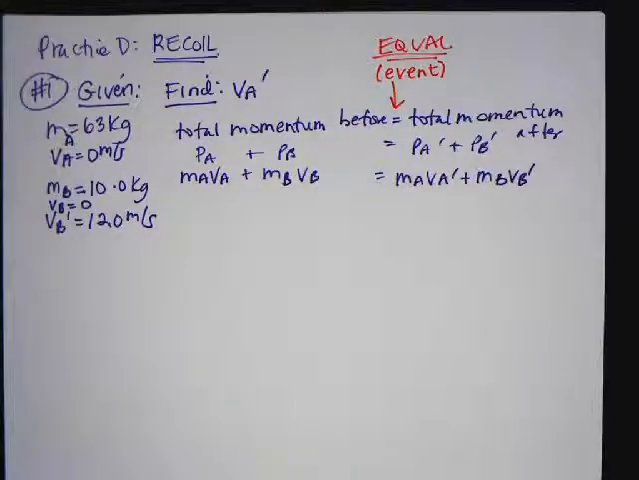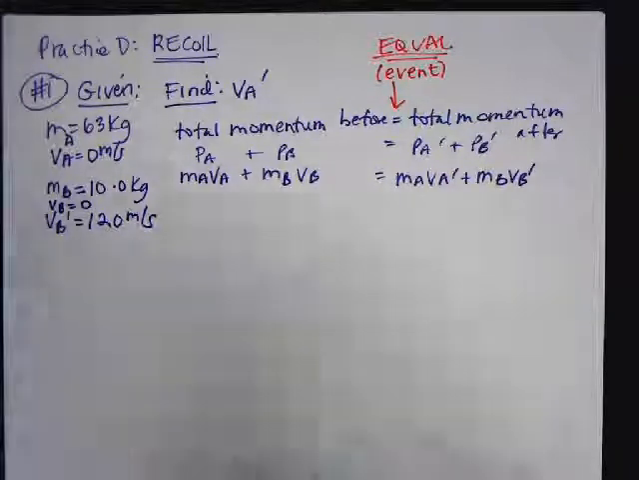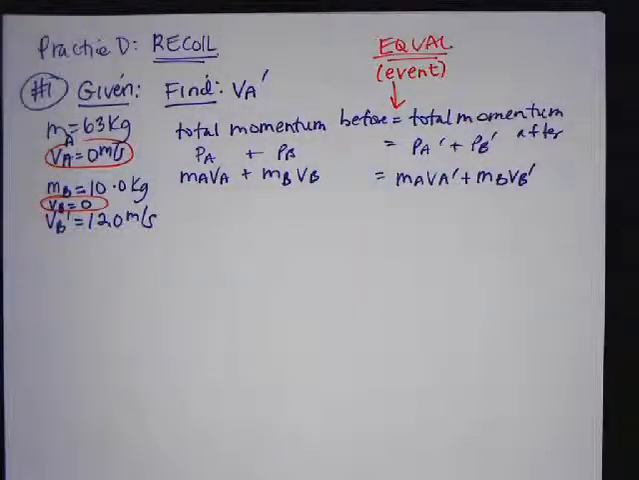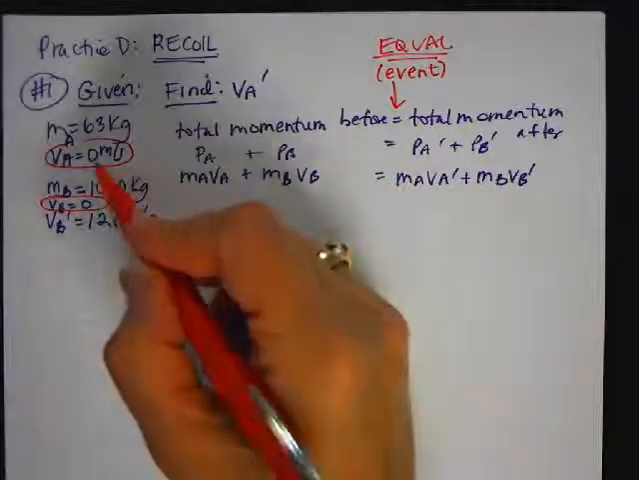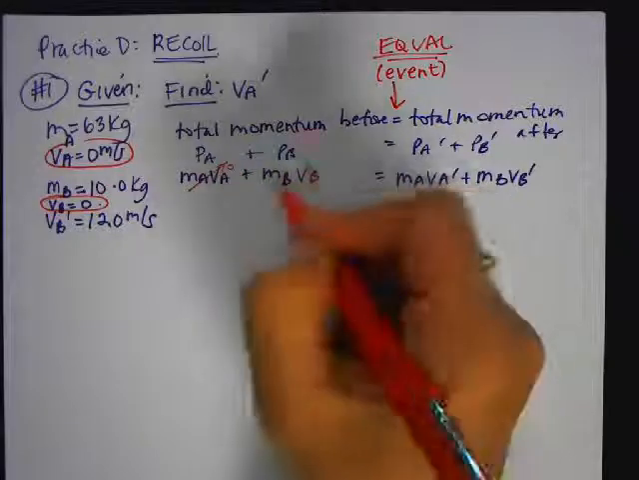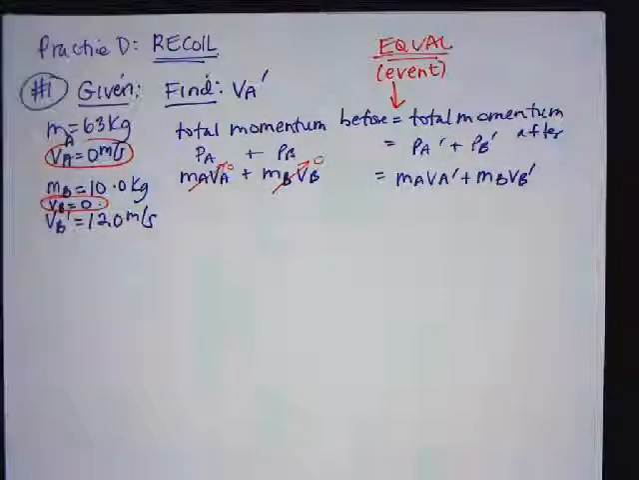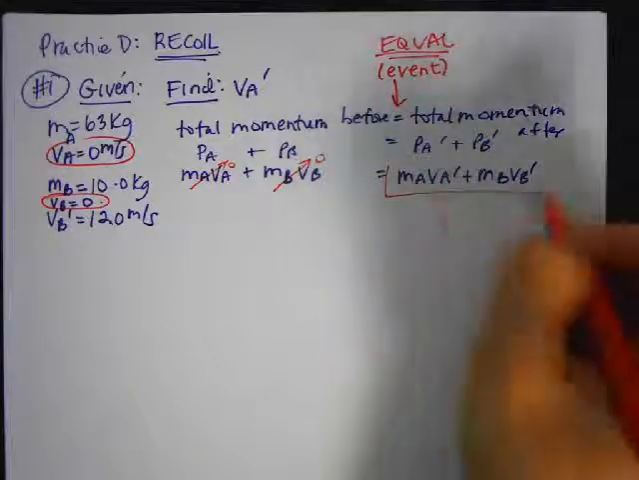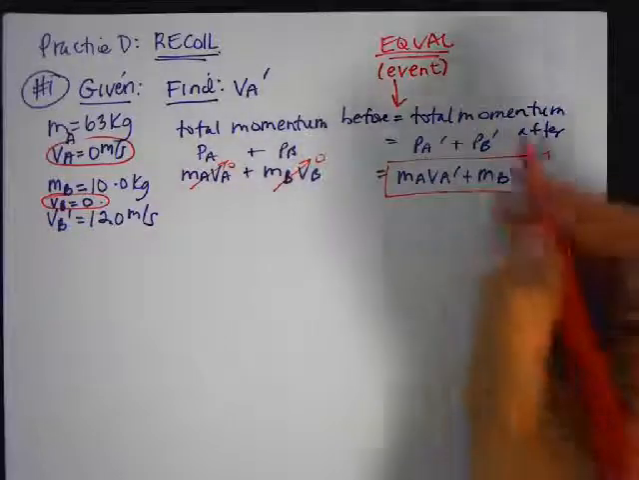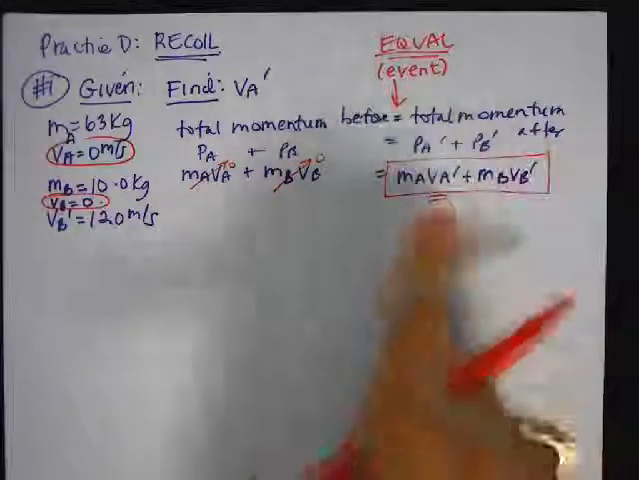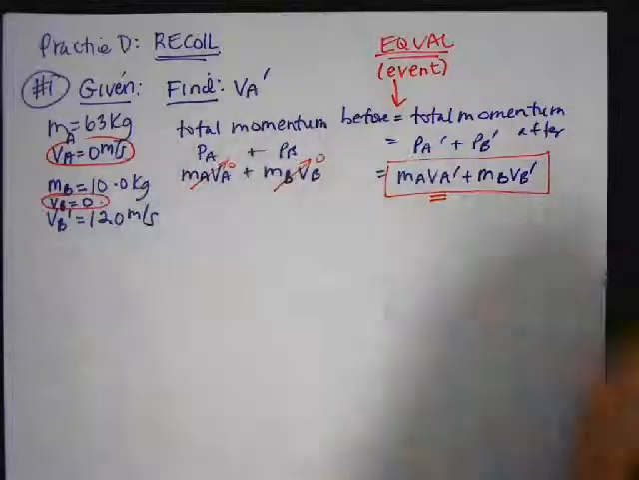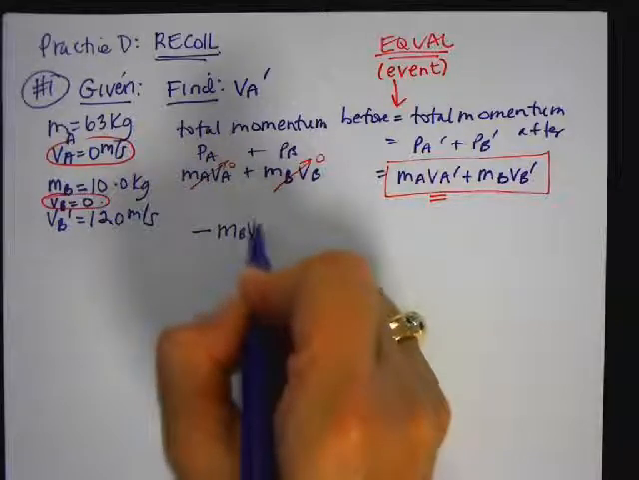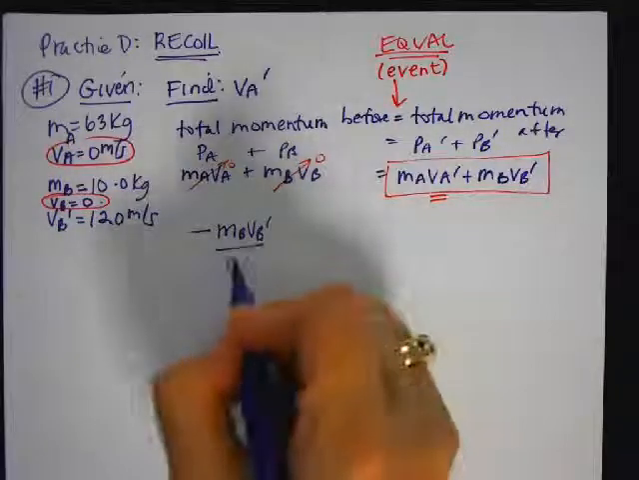Now, with recoil problems, again, the astronaut and the tank are just sitting there while he's holding it. Nobody's moving. So because VA and VB are 0, both these terms go to 0. So now here's my equation. This is 0, and I'm solving for VA prime, which is this. So I'm going to leave that on one side of the equal sign and move everything to the other side. So when I move this to the other side, I have negative MB VB prime, and then I'll divide by MA.